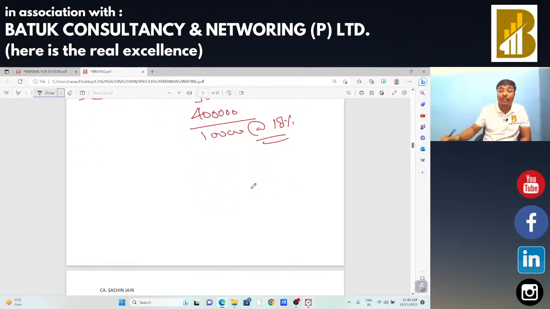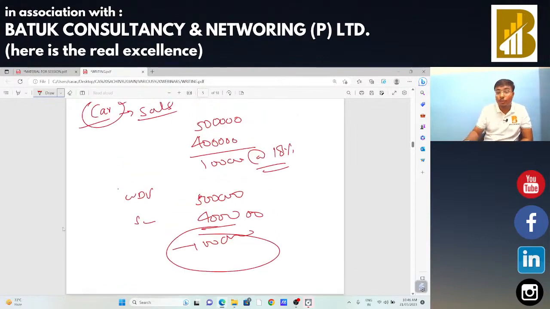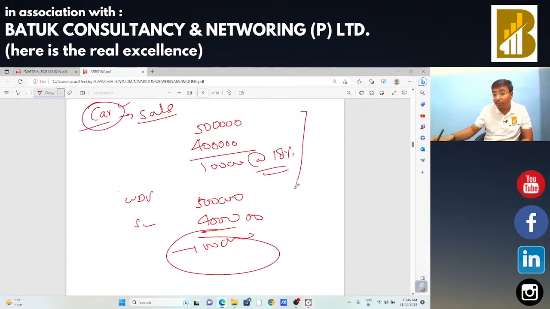Take another situation. If the WDV of that car is 5 lakh rupees and you sold the car for 4 lakh rupees, in that case the margin is negative. In that case, no GST will be payable. So we need to be very careful. If there is any sale of any fixed assets, we need to check that correct GST is paid by that particular entity or not.